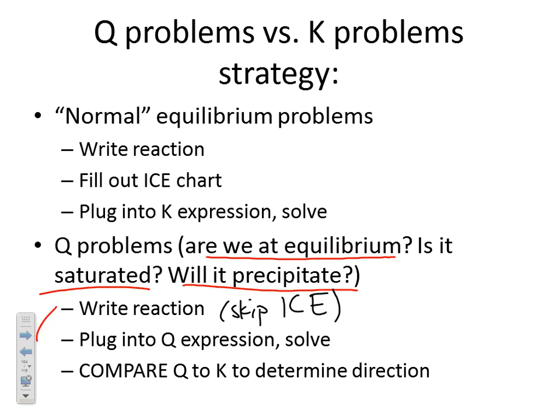You go directly into the expression. So you write the reaction and then you write the expression, and then you plug in, because you're probably going to be given enough numbers, and you solve for the value of Q. And then this last bit is where you're going to be answering the question. Compare the value of Q to the value of K, and based on what we talked about in the previous slide, think what direction will the reaction have to proceed in order to get to equilibrium.